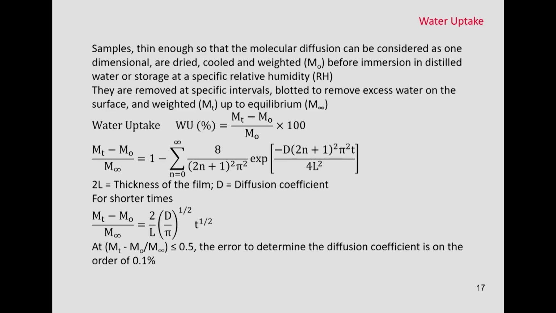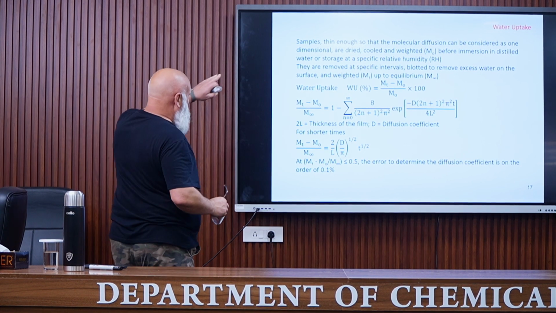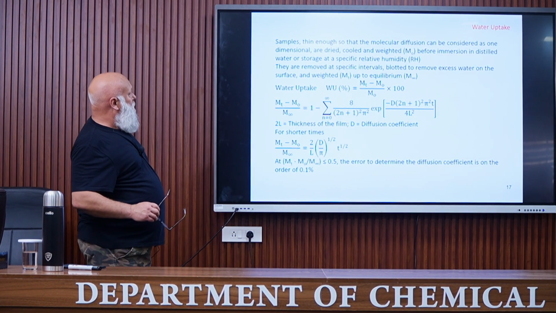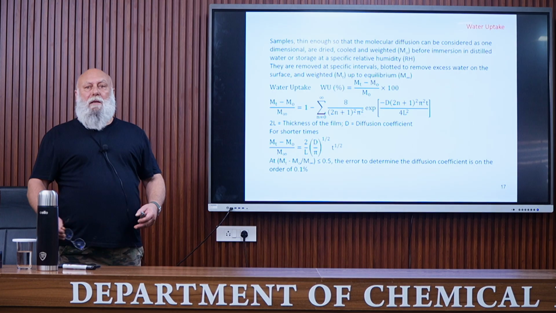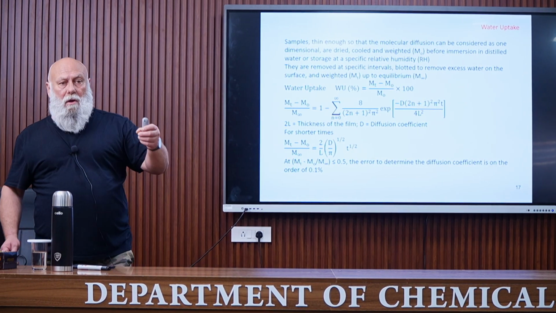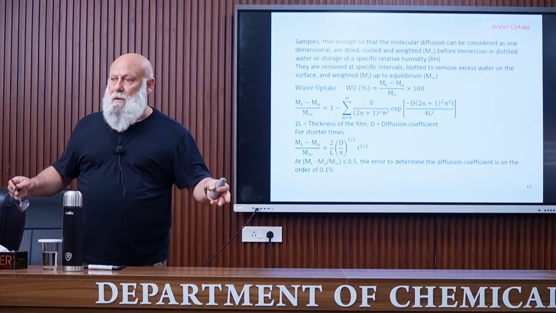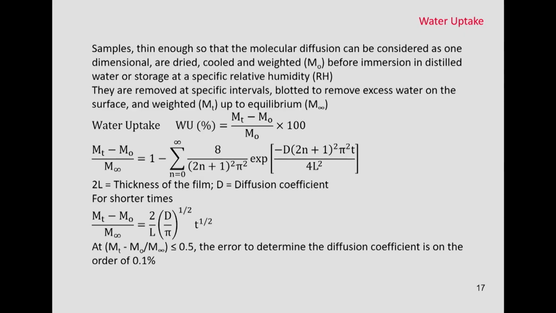So, this is for water uptake measurement. Maybe we can read this. Samples which are thin enough so that the molecular diffusion can be considered as one-dimensional are dried first, cooled, and then weighed. It gives a mass M0. And then it is immersed in distilled water or stored at a specific relative humidity. For example, if you are using starch, if you immerse starch in water, it will dissolve. So for this, it's better to use a specific relative humidity.